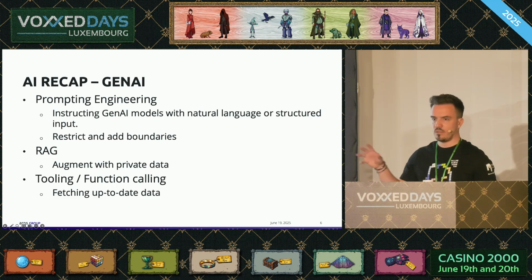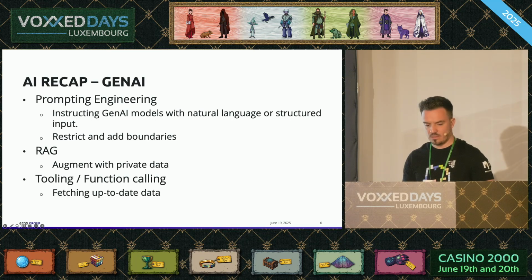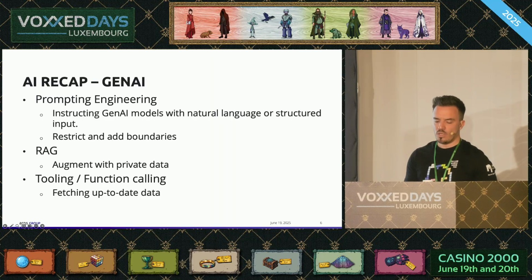Some small definitions that we are then seeing, because those are typically the things that we'll implement in Spring AI. Prompt engineering is just a way of instructing the Gen AI models with natural or structured input. It's how you talk to the model, basically. And via prompting, you can also restrict and give the LLM boundaries. So you can tell it what you expect from the response that it gives you.